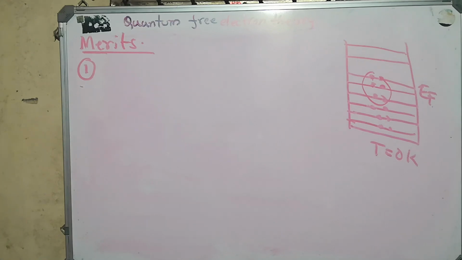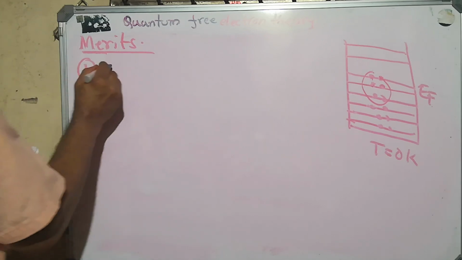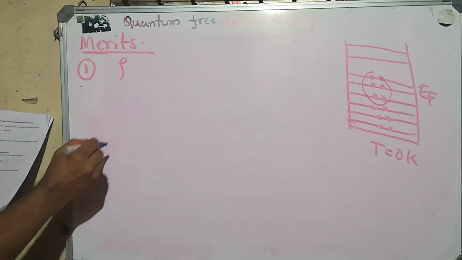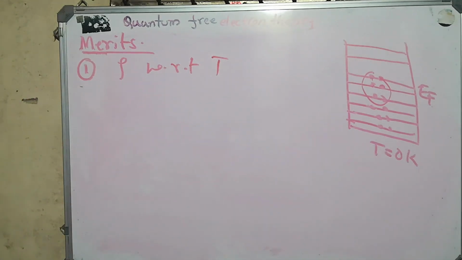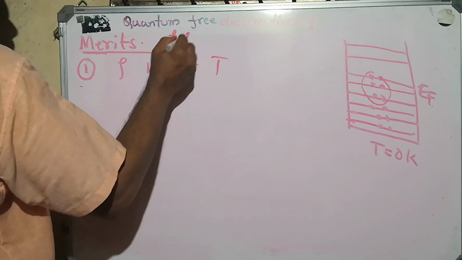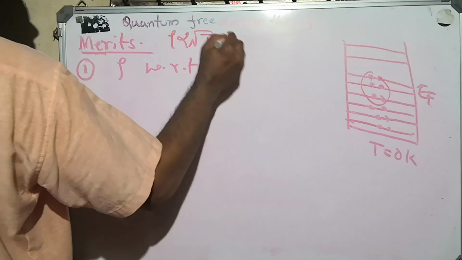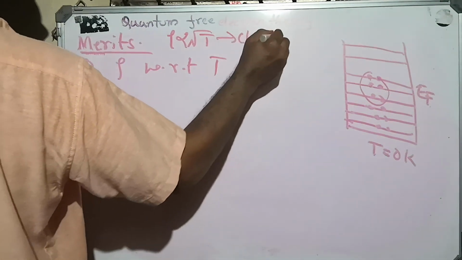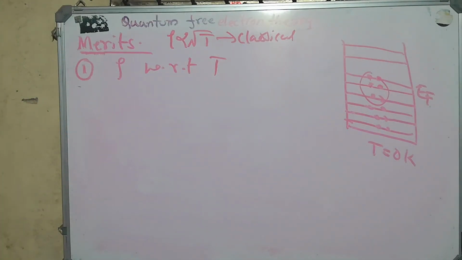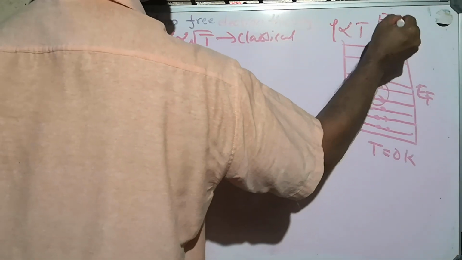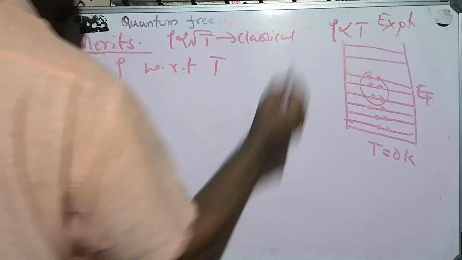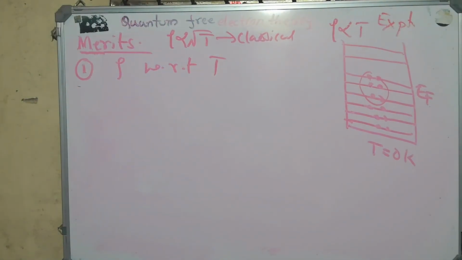The first one is the dependence of resistivity, which I am representing as ρ, on temperature. In classical free electron theory, we observed that ρ is proportional to the square root of T. This is the classical value. But experimentally, ρ is proportional to T. This is the experimental result. Therefore, this is one of the drawbacks of classical free electron theory.